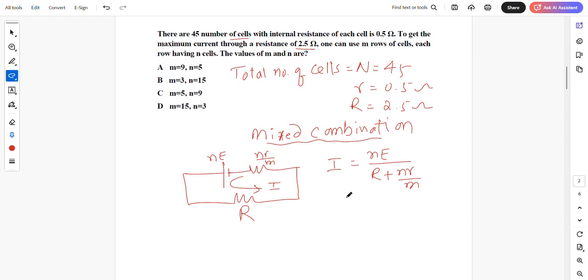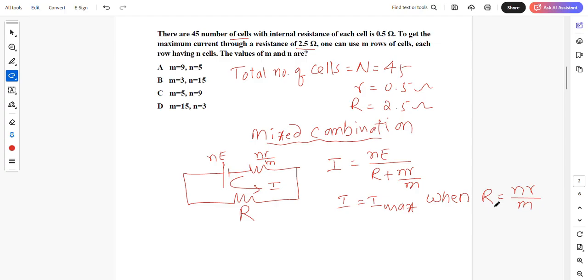To get maximum current, I will be equal to Imax when the source resistance is equal to load resistance. I have told you the maximum power transfer theorem in the previous problems. The load resistance R will be equal to the source resistance, which is nr by m. So I will be equal to Imax when R is equal to nr by m.